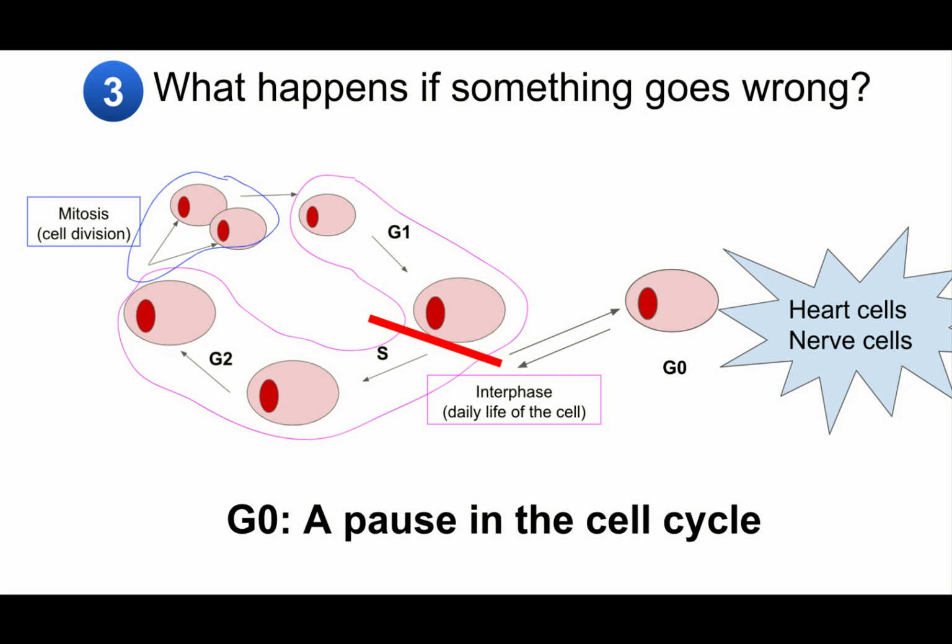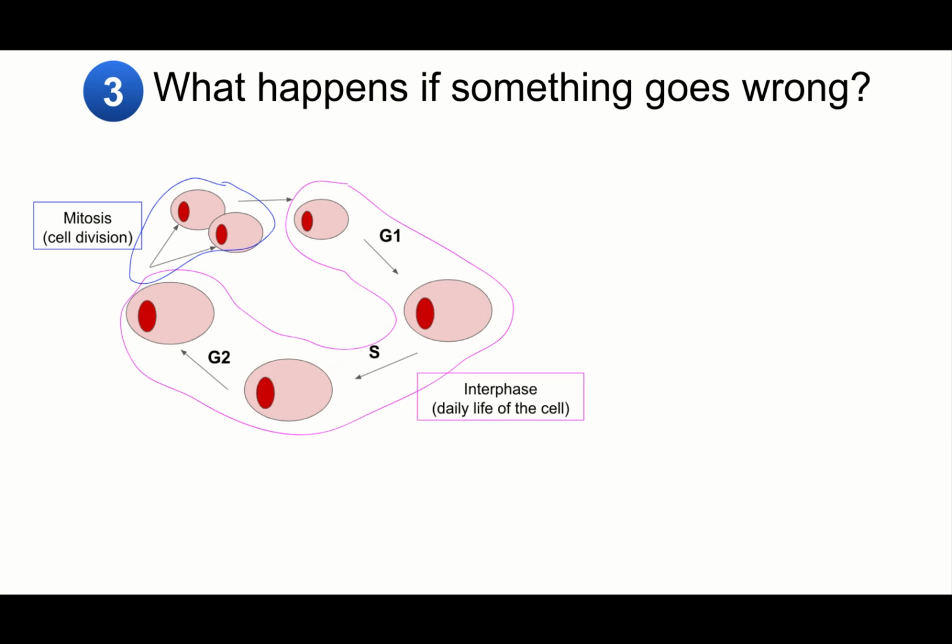So let's say our cell has done that. It's moved through S phase. It replicates its DNA. There's no checkpoint at the end of S phase. It moves through G2 phase. We fix those errors. We make the centrioles for division. At the end of G2 phase, we hit our next checkpoint. This is the G2 checkpoint.